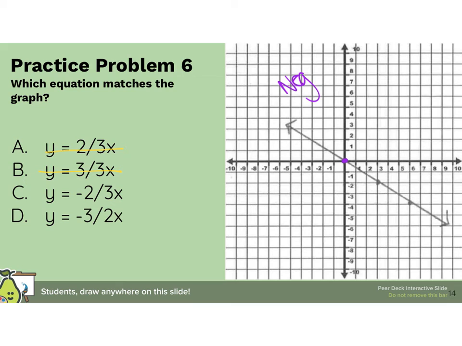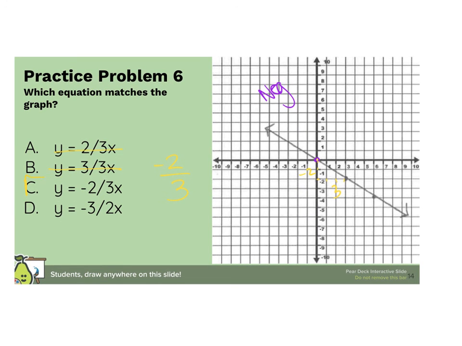So now I have to figure out, is it 2/3 or 3/2? So I have to remember which direction to go. So I'm going to pick this point, and I go down 1, 2, and to the right 1, 2, 3. Remember, it's rise over run. So the negative 2 is the numerator, and the 3 is the denominator. So answer choice C is correct.